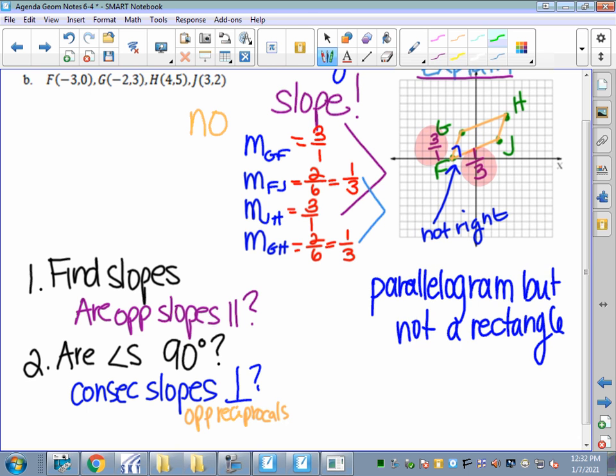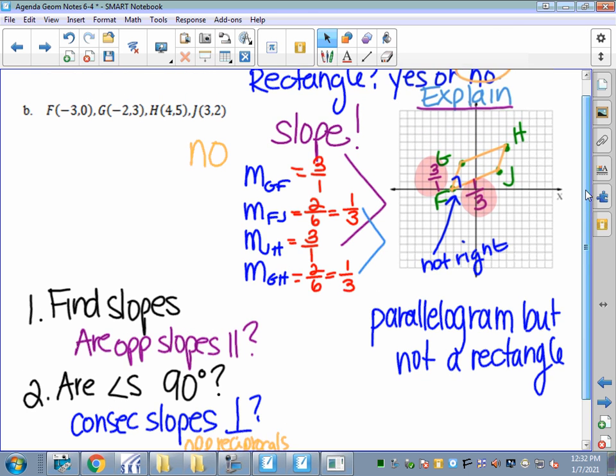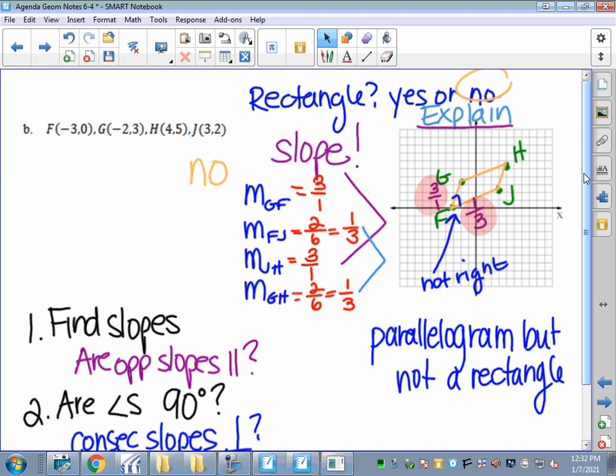So if you wanted to just say, determine if this is a rectangle, you could just say, no, it's not a rectangle because the consecutive sides are not perpendicular, or there are not right angles. And then you show me with your work what that looks like. So yes, I know these problems are a little bit busy, but hang in there. You can do this. If you graph them, you'll know the answer. You just got to figure out how to show me the work.